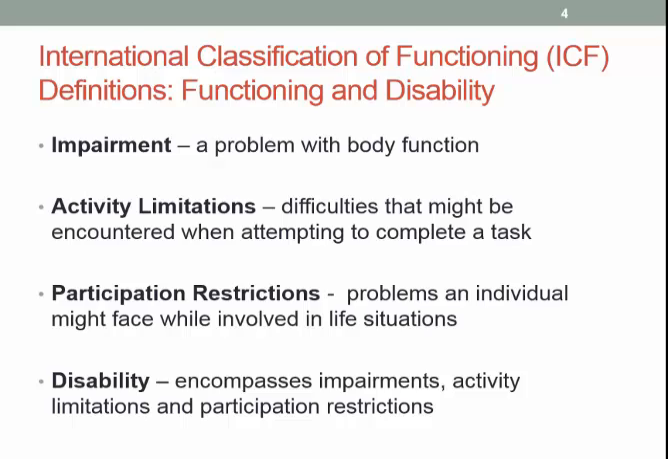So let's look at the definitions. First, we have impairments, which is a problem with a body function. Examples include pain, decreased range of motion, and/or decreased strength. So for example, if somebody has a painful arm and there's weakness and decreased range of motion due to a pathology at the shoulder, this would be examples of impairments.